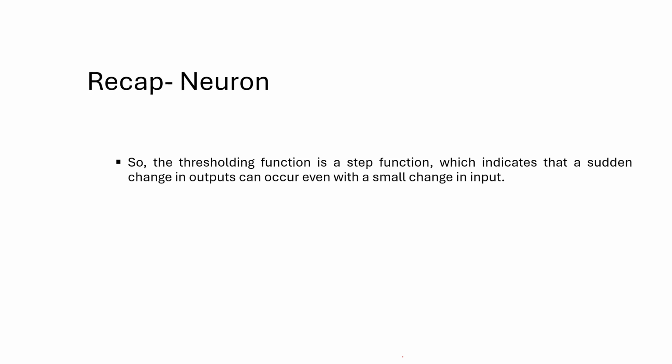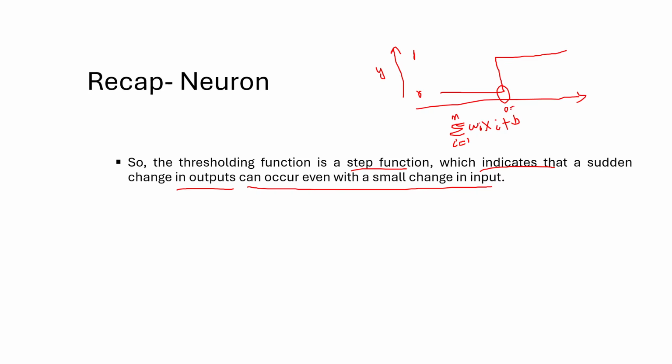So the thresholding function is basically a kind of step function, which indicates that a sudden change in outputs can occur even with a small change in input. The step function looks something like this. So this is 0 and this is 1. This is your output y, and on this axis there are your weighted summation values such as wi xi plus b, i starting from 1 till n. So this is your threshold. Let's say this is 0.70.